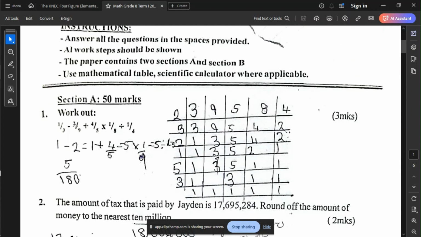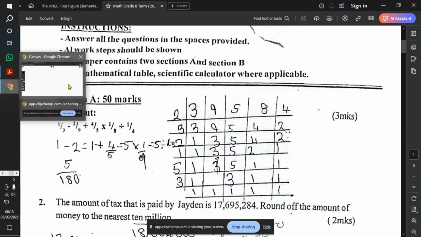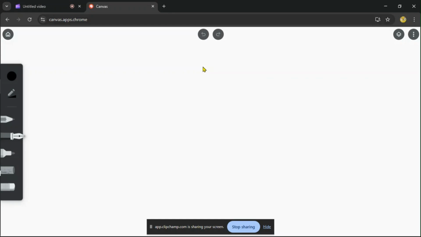The first question is: work out 1 all over 3 minus 2 all over 9 plus 4 all over 5 multiplied by 1 all over 8, then you're dividing by 1 all over 4. Ignore all this. I'll just be using this one. So I'll go to my working space and we right away begin the work.